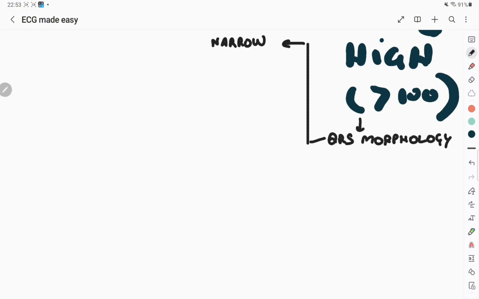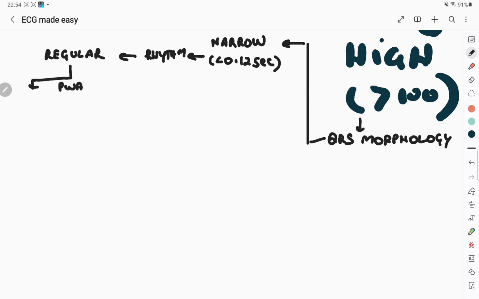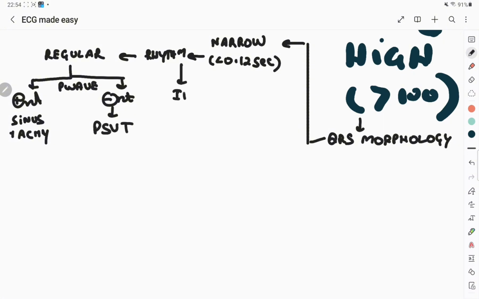If narrow, that is less than 0.12 seconds, check for rhythm. If the rhythm is regular, check for P waves. If P wave is present, it is sinus tachycardia, and if P wave is absent, it is paroxysmal supraventricular tachycardia. If rhythm is irregular and a P wave is absent, it is atrial fibrillation.